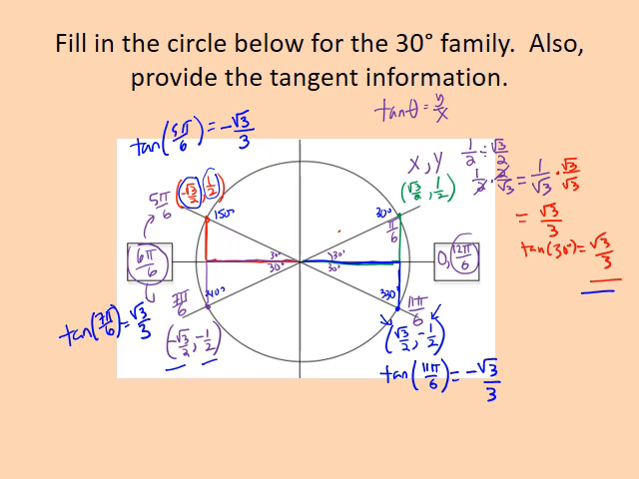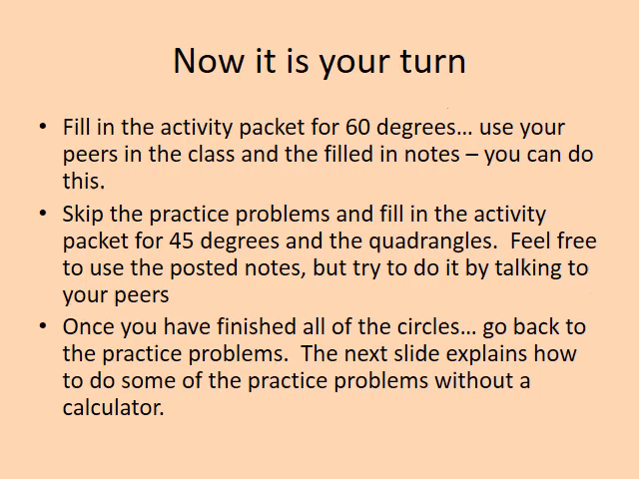Another way you can think about it is we know that All Students Take Calculus. In the first quadrant, everything's positive, including tangent. In the second quadrant, sine is positive, which means tangent and cosine are both negative. In the third quadrant, tangent is positive, and sine and cosine are negative. In the fourth quadrant, cosine is positive, which means tangent and sine are both negative.